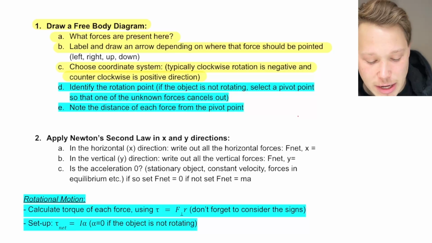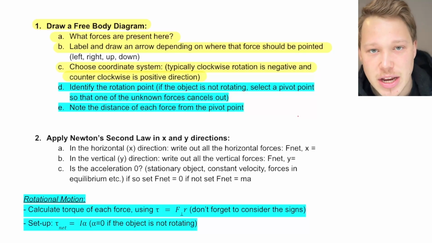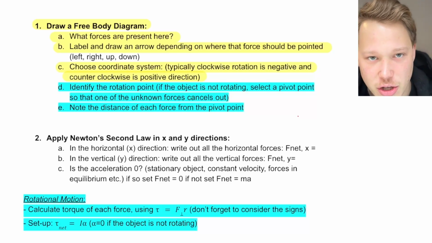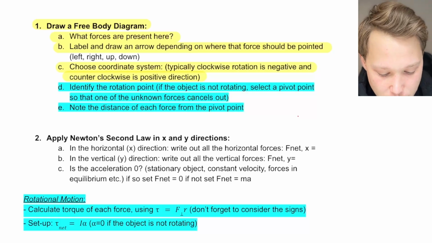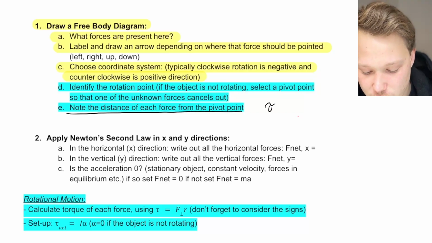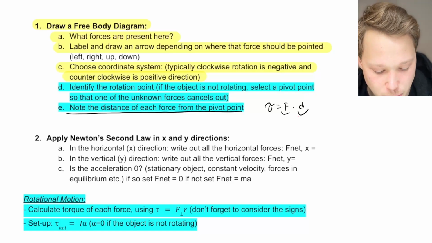Then we'll have to identify the rotational point. If the system is rotating, it's pretty easy, right? You know what the rotational point is. If the system is not rotating, you can pick any point as your rotational point. And from that point, we'll have to figure out the distance of each force, right? Because torque is force times distance. So not only do you need the force, but you also need the distance away from the rotational point.